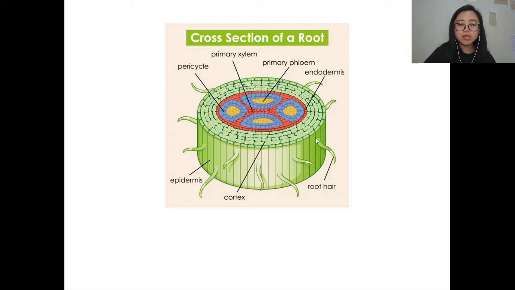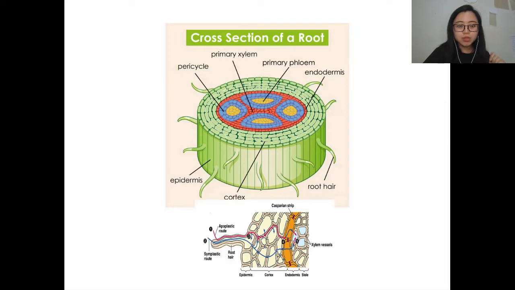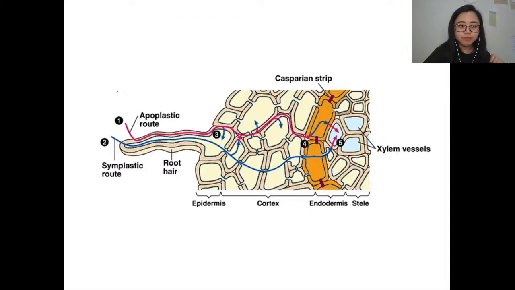Root hairs are those cells in the epidermis that extend their cytoplasm. Okay, a root hair is basically a plant cell that made part of itself long so that it can increase its surface area and absorb more water and mineral ions. Now, we won't be using this diagram when we are learning about transport in root. We will be using this diagram down here. So, nanti kita akan banyak menggunakan diagram ni untuk memahami proses-proses yang ada pada akar.